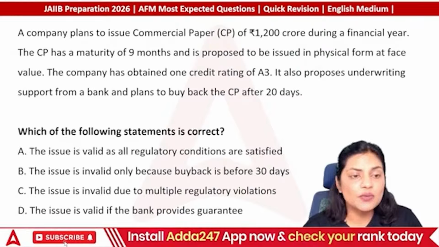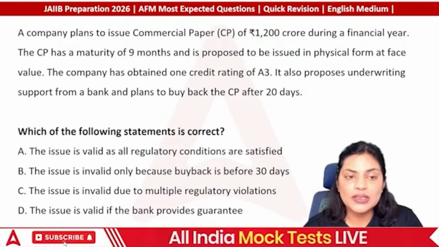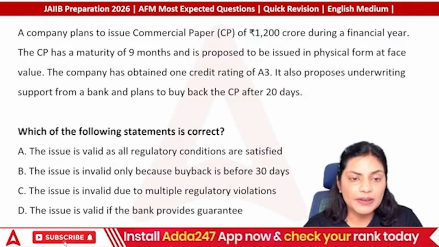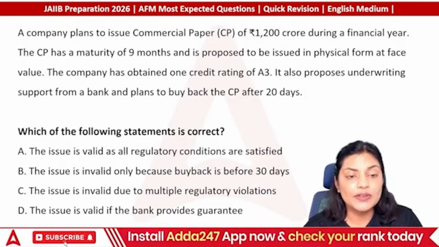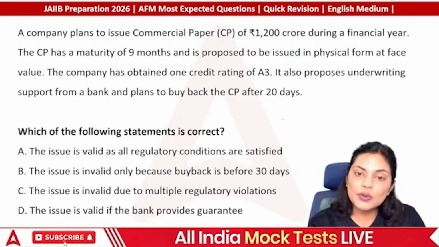The issue is valid as all regulatory conditions are satisfied. The issue is invalid only because buyback is before 30 days. The issue is invalid due to multiple regulatory violations. The issue is valid if the bank provides a guarantee. What do you think would be the right answer?